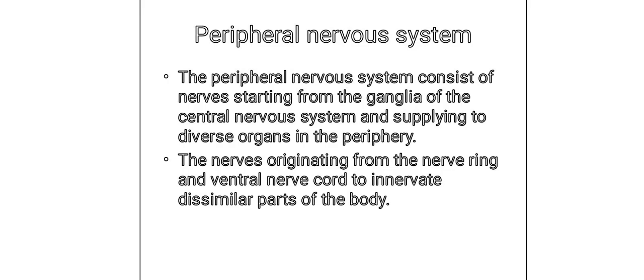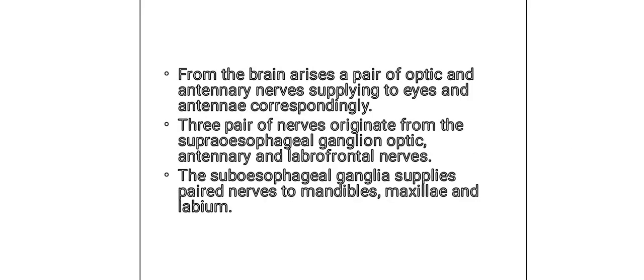From this nerve cord, you will see that the nerves are separated out to the different peripheral regions of the body. They arise from these ganglionic structures and are distributed to different parts of the body.